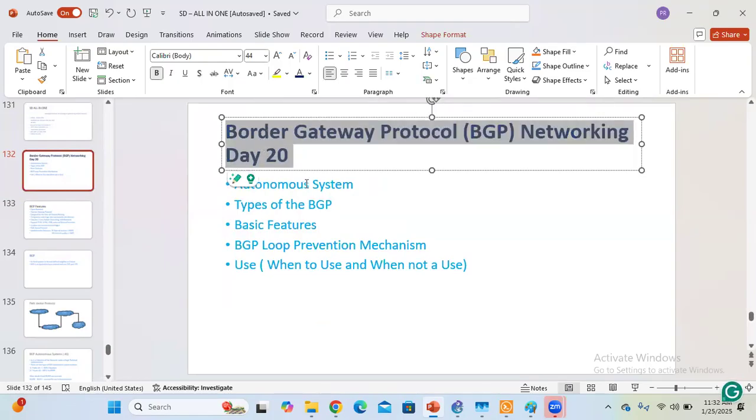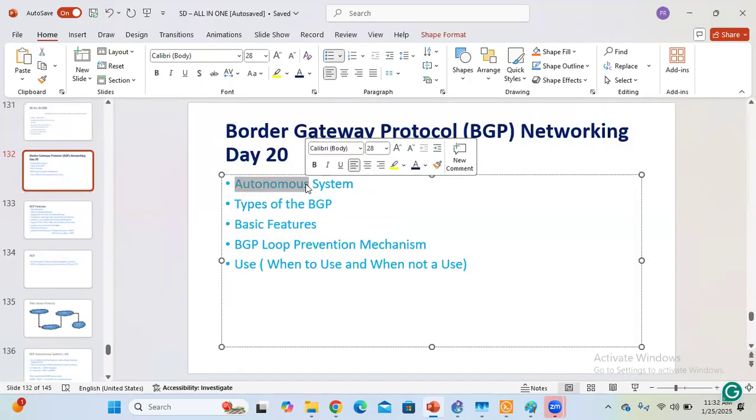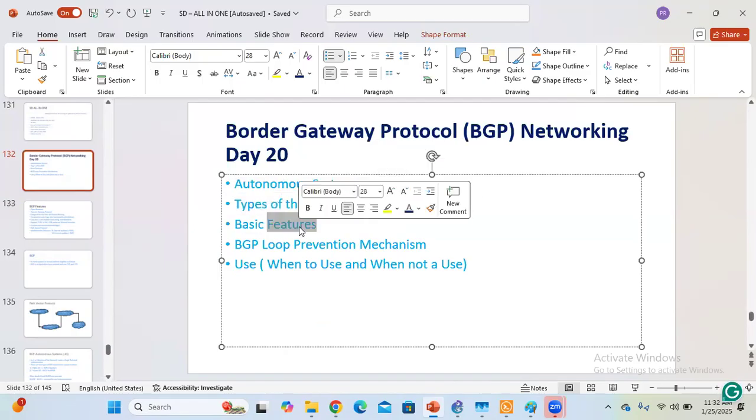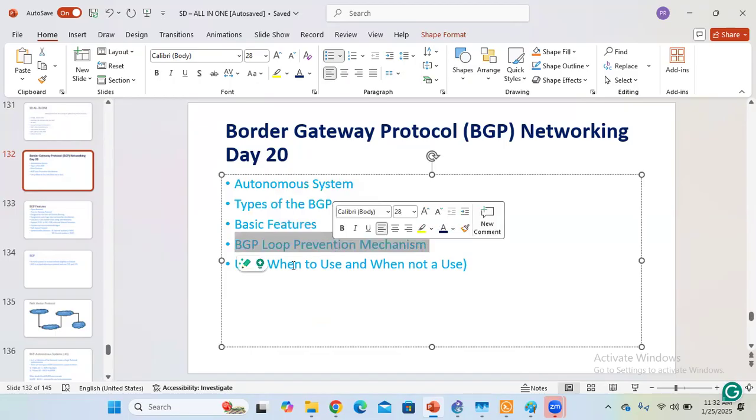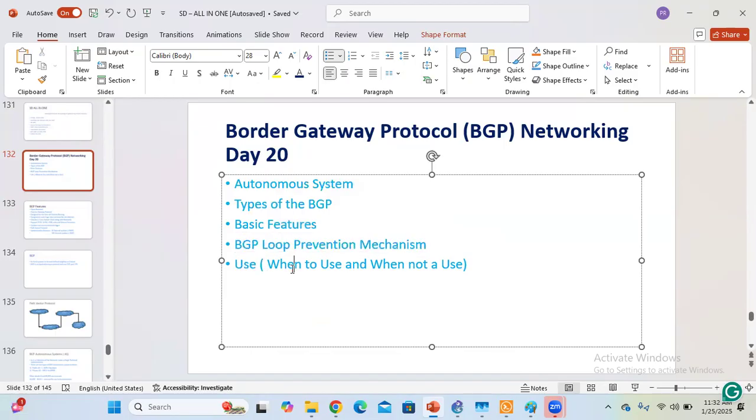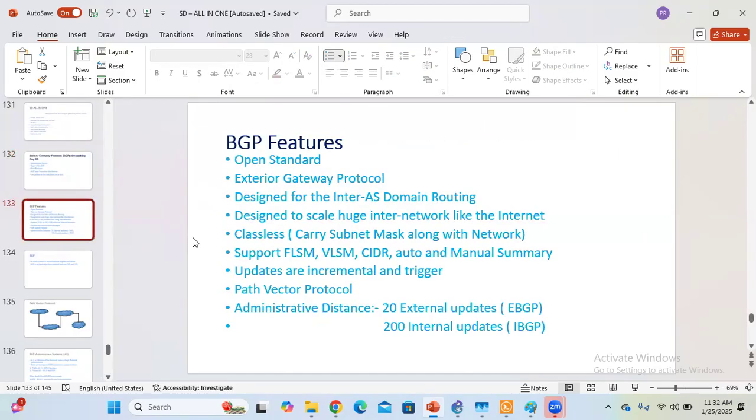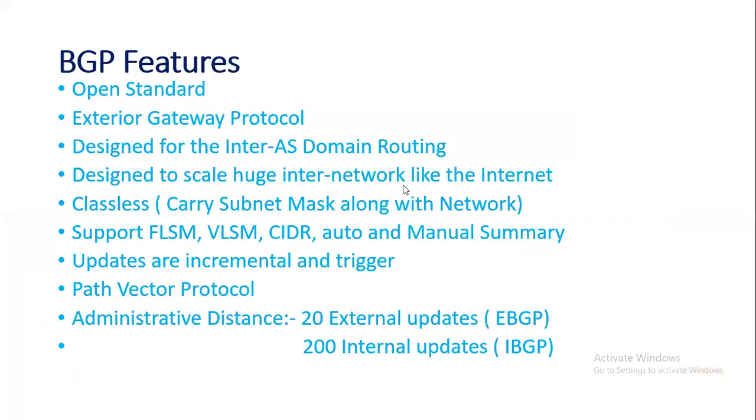Here are the points we are going to learn: autonomous system, types of BGP, basic features, loop prevention, and when to use and when not to use BGP. That is the overall agenda for this session. Okay, let's start. What are BGP's features first?